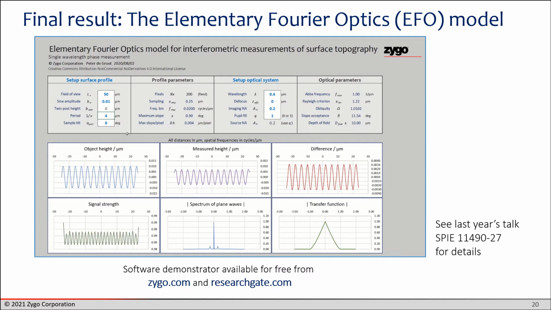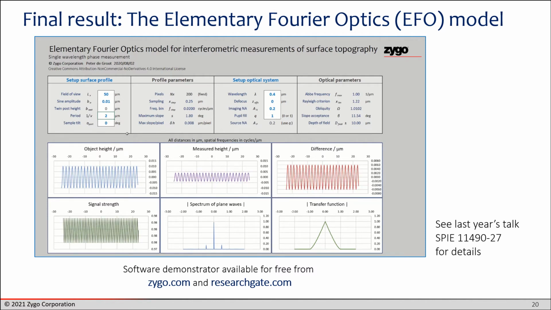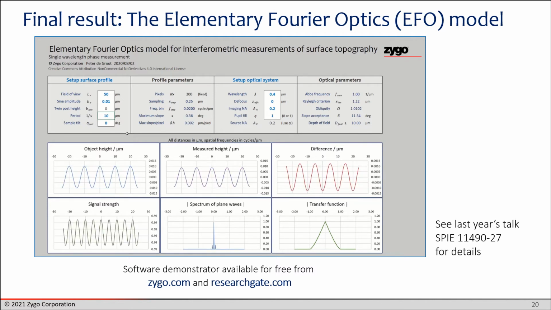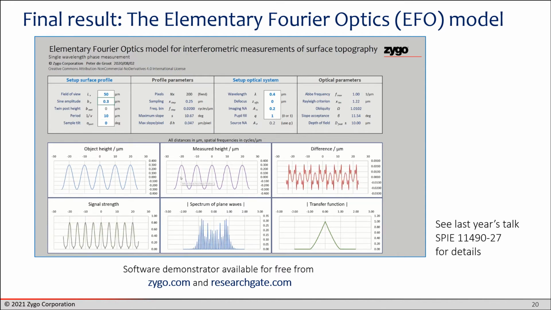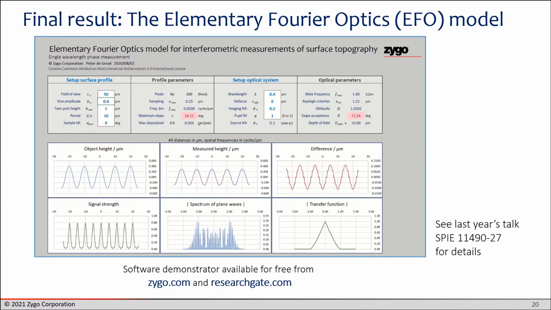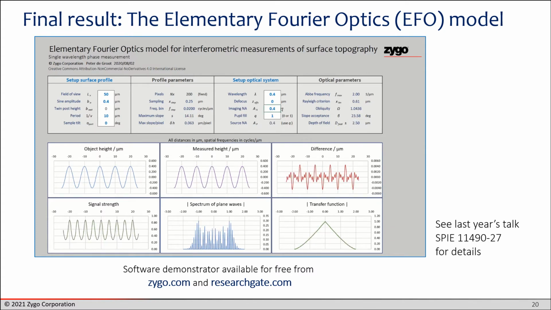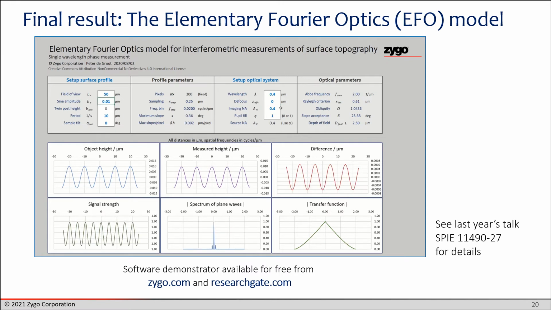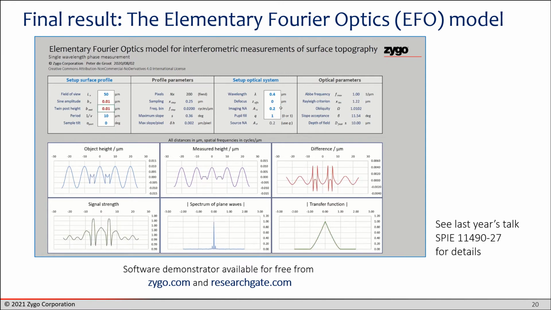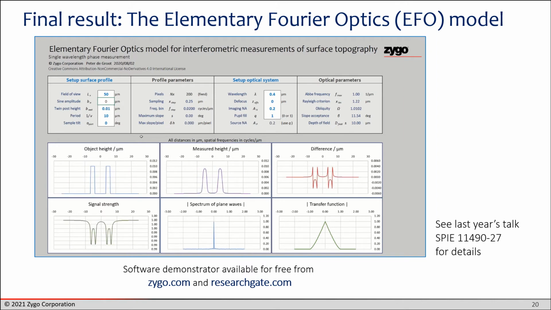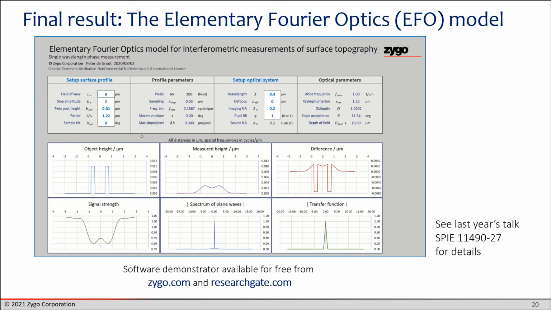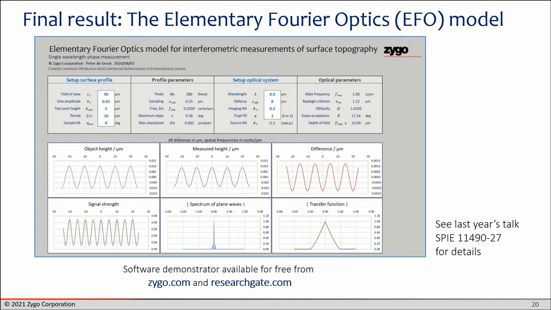And this is described in detail in last year's talk if you'd like to see. There are some online tools. This is from zygo.com or researchgate.com. You can download this Excel spreadsheet and play with it and see what the effects are of changing the imaging numerical aperture, changing the amplitude of a sine wave, or changing the period of the sine wave and so forth on the final result. And the key message is that because of those limiting apertures and the loss of some high spatial frequencies, there is an effect on the final surface topography measurement that you can predict.